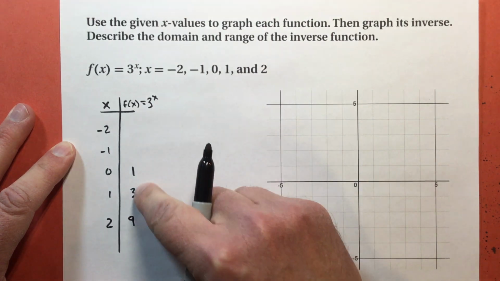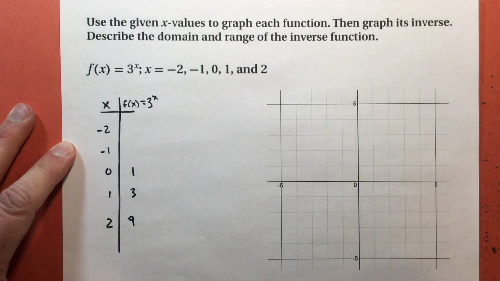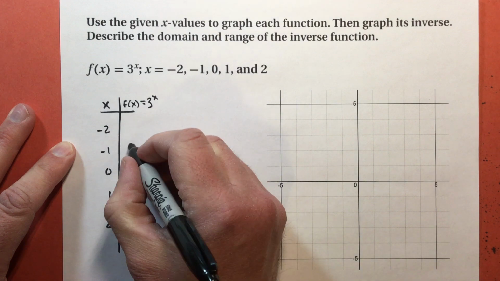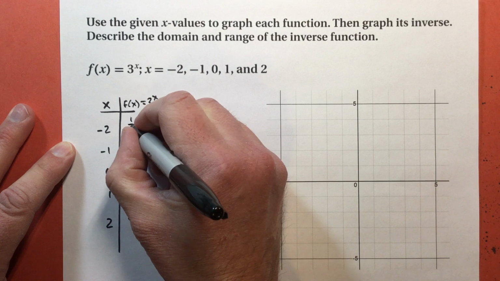These two are the inverses of these, the reciprocals of these two. Technically, they're called multiplicative inverses. That's why I slipped up. So this is 1/3, and this is 1/9.